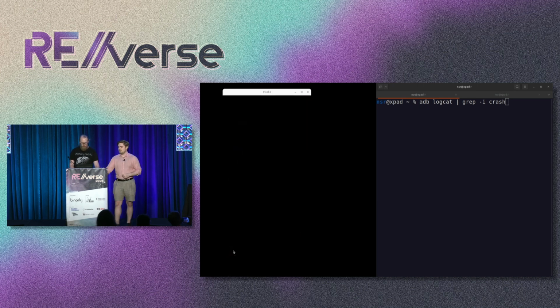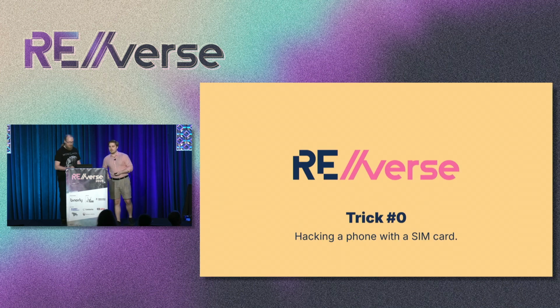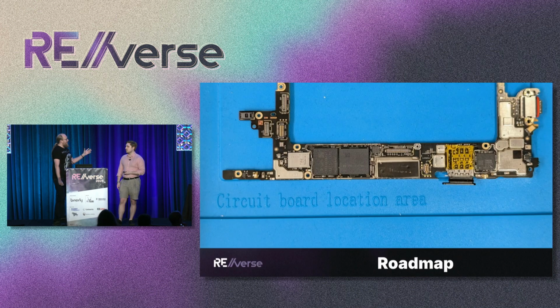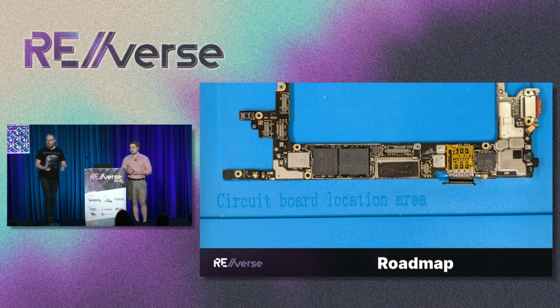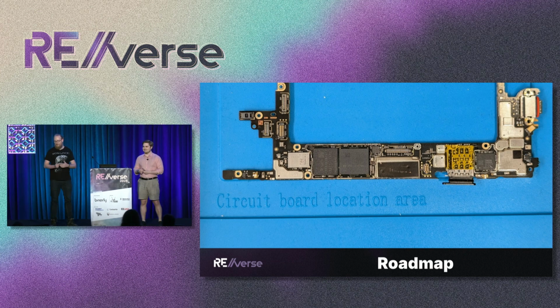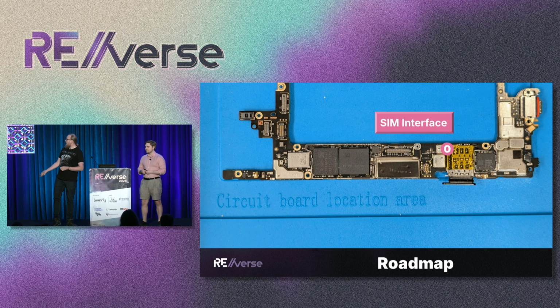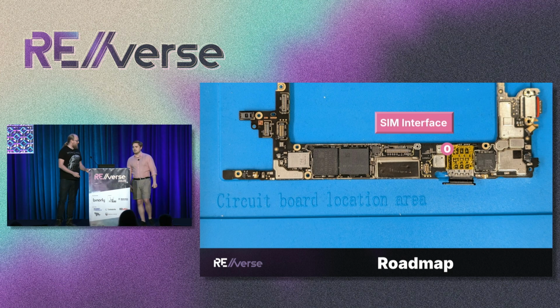We launched a browser from a phone. But how did we get here? Let's take this motherboard of the very same phone as a little roadmap, as a guidance through our talk. It's conveniently located in a circuit board location area. Just want to note that's fun. But we start by talking about the SIM interface.